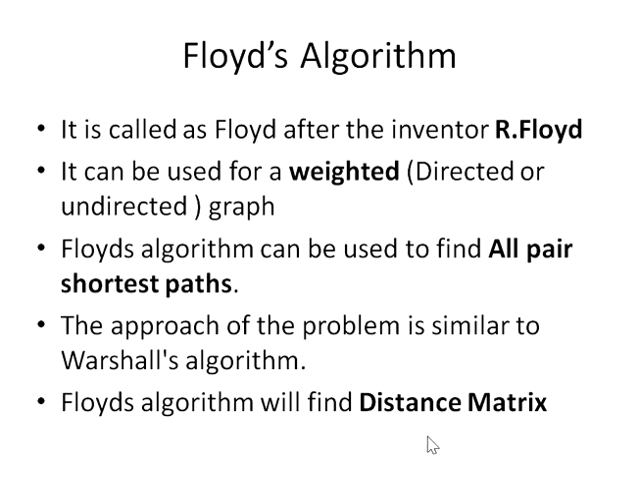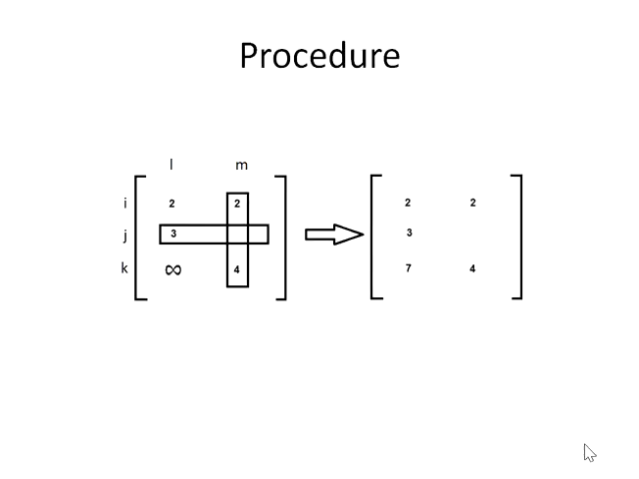So two important things we have to make a note of here. Floyd's algorithm will find the distance matrix. Floyd's algorithm is also called all pair shortest path. So now we are seeing the procedure for Floyd's algorithm.